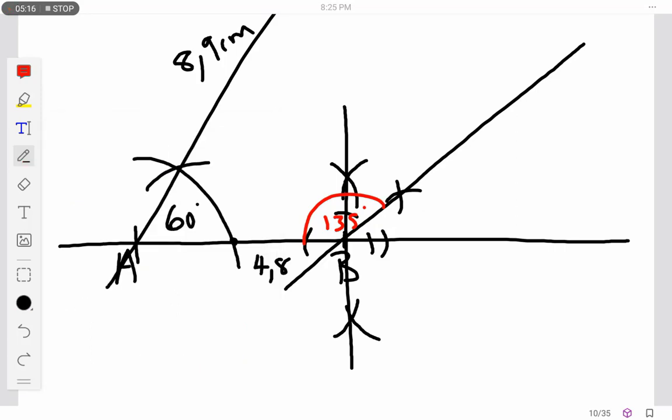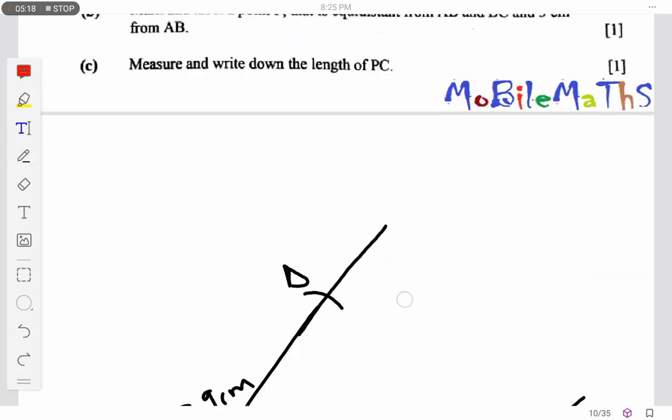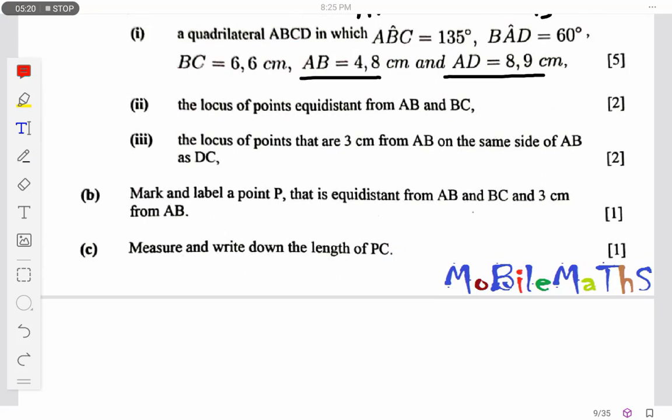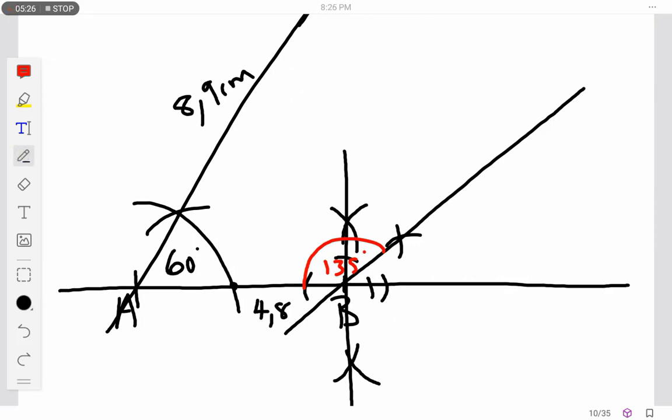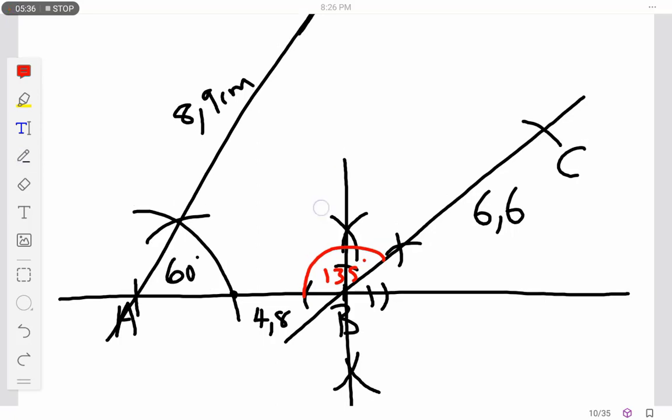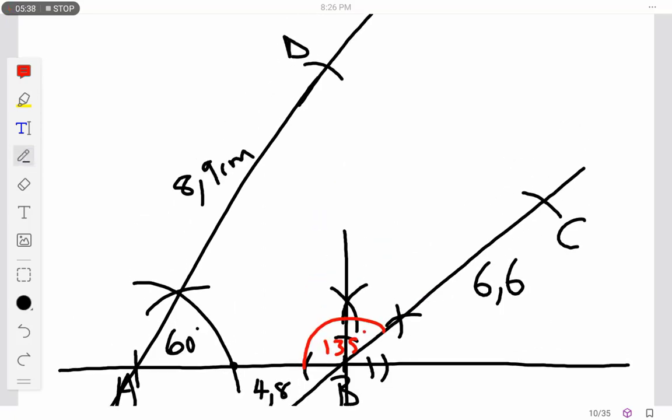Let's continue. We were given the dimension from B to C, which is 6.6. So we can draw 6.6 from B to C. So we have our 6.6 somewhere there. You draw an arc. So we now have points A, B, C, and D. What we can now do is to join points A, B, C, and D together now.